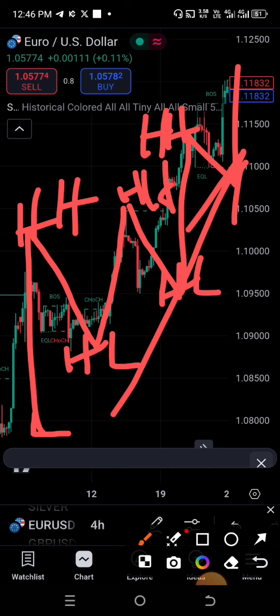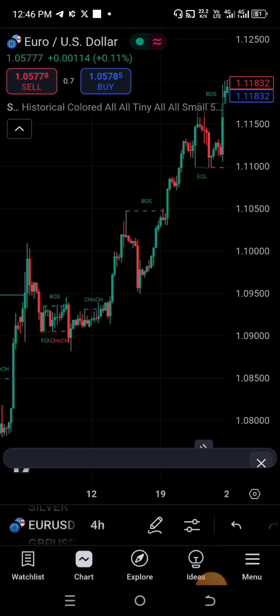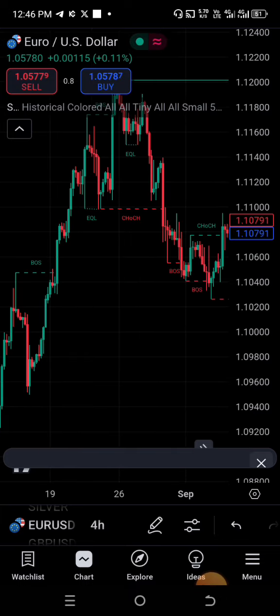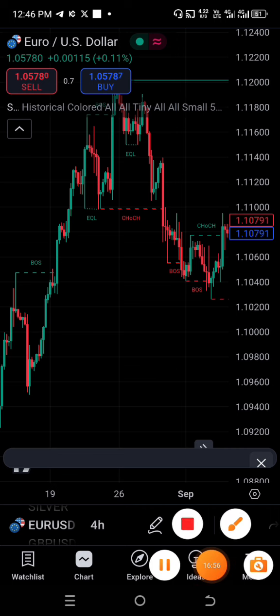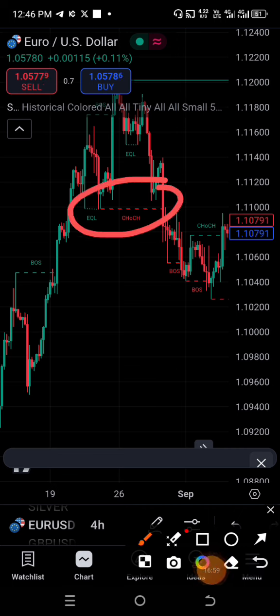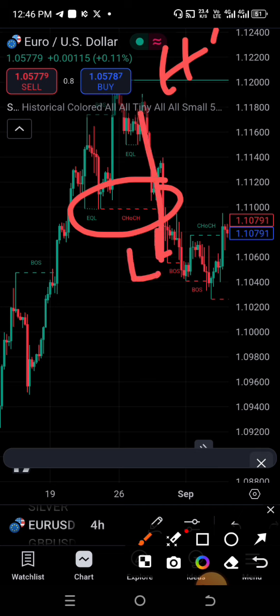When the market now fails to produce another higher high, or probably fails to produce another higher low, then you should know that the market is about to change direction. And the market will change direction by introducing what we call a change of character, CHOCH, change of character. Now, you can see the change of character here. Why? Because the market failed to produce another higher high here, and probably it now produced a lower low.